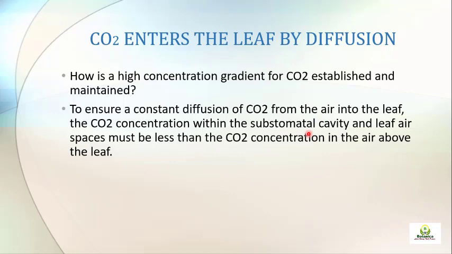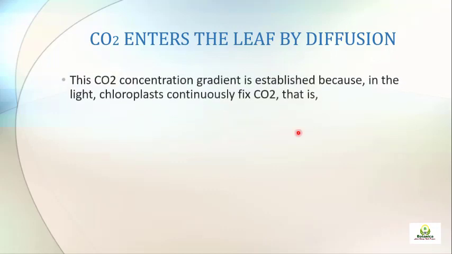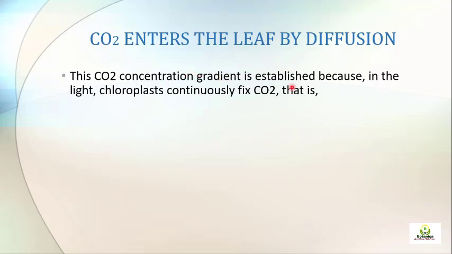So that concentration gradient, or that difference in the concentration of carbon dioxide, should be maintained according to the environment. There should be a high concentration of CO2 in the environment, which is directly linked to the leaf, and a very low concentration of CO2 in the intercellular spaces or the substomatal cavity, so that CO2 enters efficiently from the higher concentration to the lower concentration. So this CO2 concentration gradient is established.